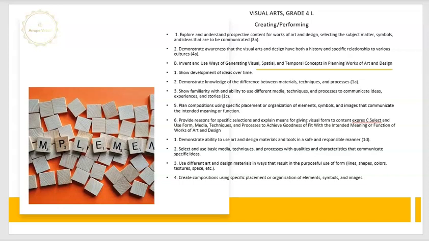I've seen this done, and students, even outside of their building, have collected a wide variety of art-making materials that they have used to display their knowledge of this. To provide reasons for specific selections and explain means for giving visual form to content. This is that relationship between form and content, and having a student have the opportunity to explain why they have selected different tools or techniques in terms of communicating what they had hoped to communicate through their art.